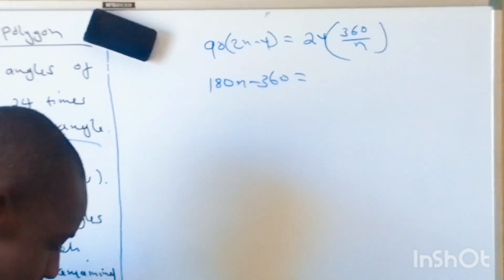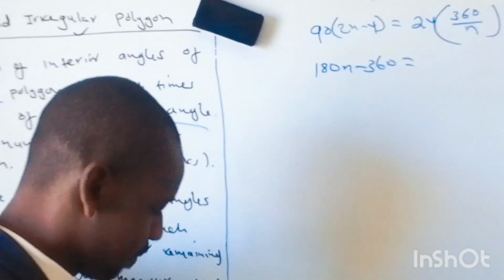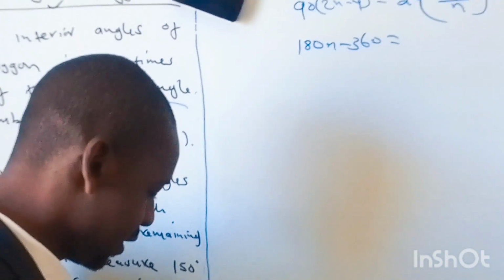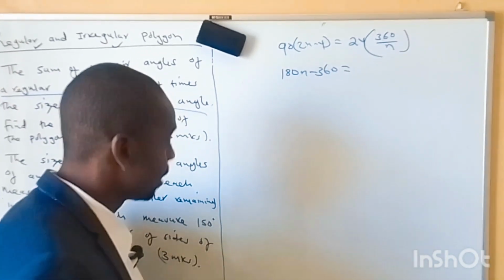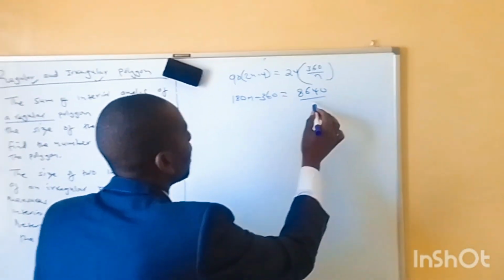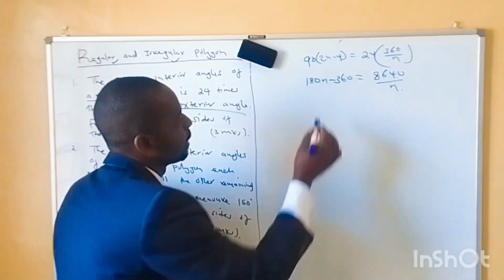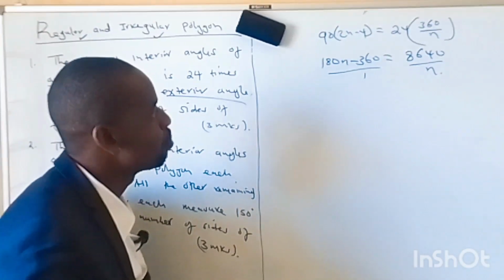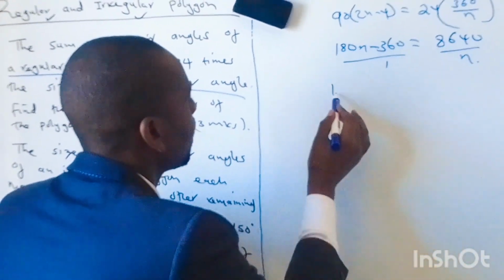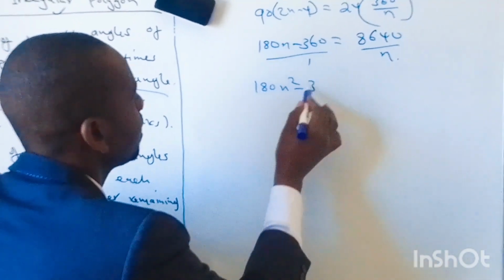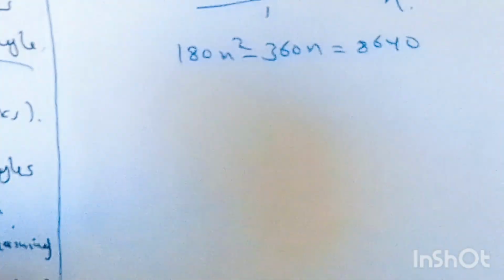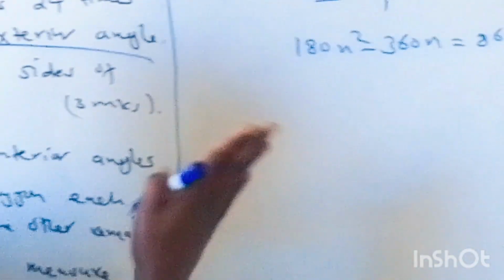Let's use our calculators to multiply that one out. So we have 24 multiplied by 360. Then we get 8,640 over n. So we can cross multiply. When we cross multiply, we get 180n squared minus 360n is equal to 8,640. So we can reduce that equation. As you can see, it is now a quadratic equation.